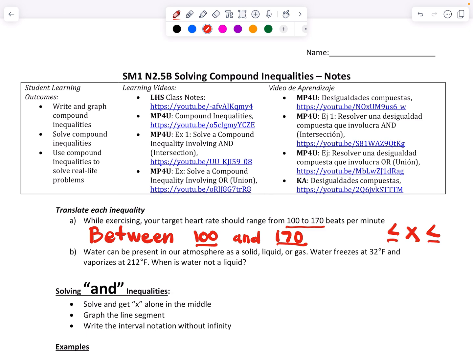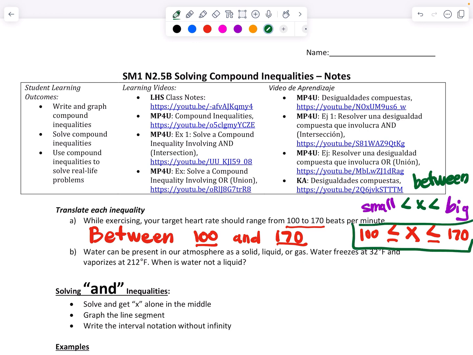Now, on the left side, I write the smaller number. On the right side, I write the bigger number. Okay, that's important. You're always going to have small on the left, big on the right, and you're always going to include the double less thans. Whenever you're trying to write between, you're going to put x between two less than signs, small number on the left, big number on the right. So what this means is x is between 100 and 170. And again, I include those numbers, so put the or equal to part. And this would be our answer.